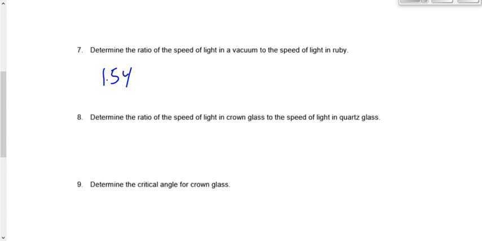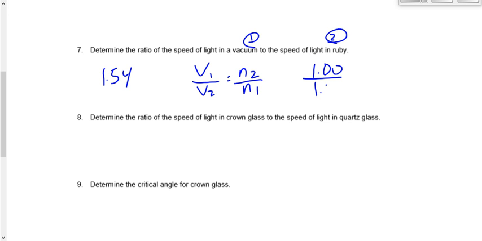the ratio of the speed of light in a vacuum to the speed of light in ruby. Still another way. I'm going to say V1 over V2 equals N2 over N1. I'm going to say vacuum is 1, ruby is 2. That means we've got 1.00 over 1.54 equals N2 over 1.00. Make sense? Is that right? No, that's not right. V1 is 3 times 10 to the 8. V2 is, hold on for a second here.